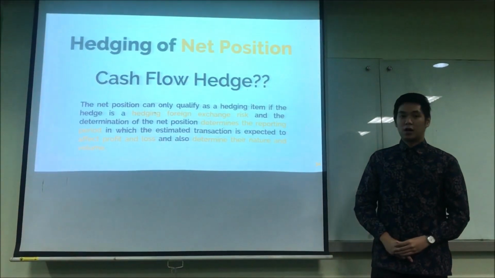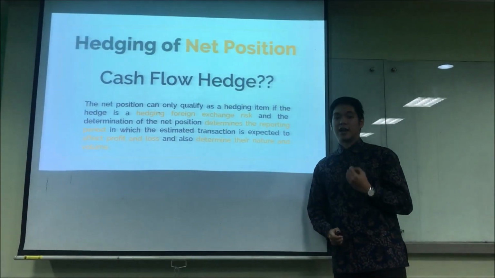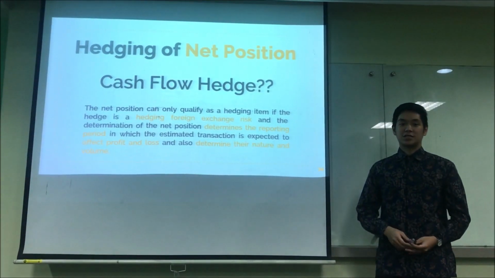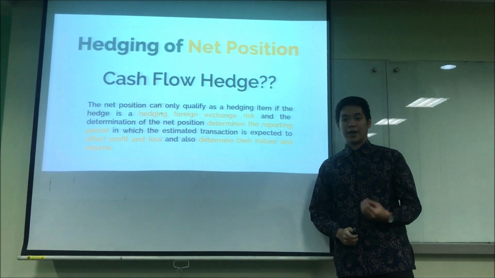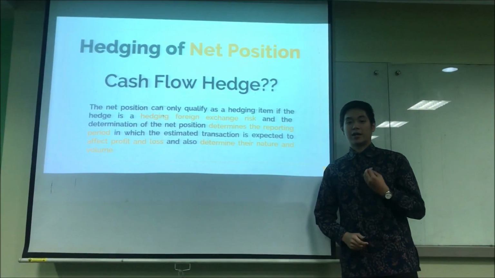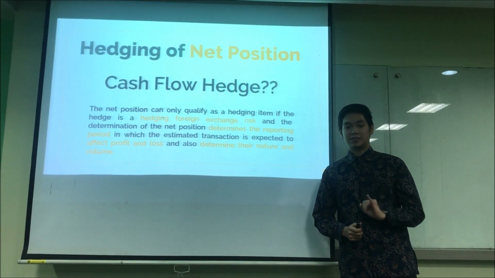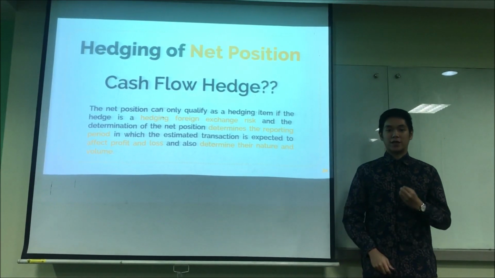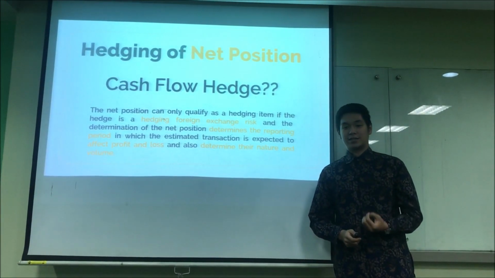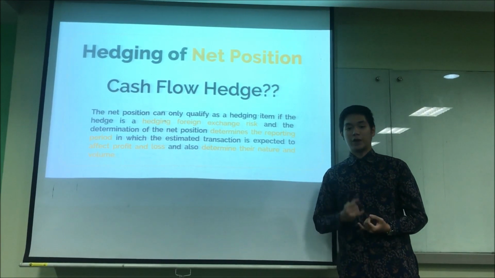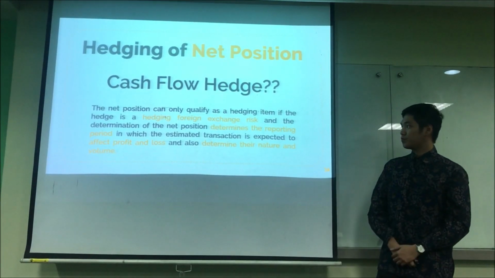Next, what about a cash flow hedge? If a hedge is a hedge of fair value, then the net positions may qualify as a hedged item. However, if a hedge is a cash flow hedge, then the net position can only qualify as a hedged item if the hedge is hedging foreign exchange risk, and the determination of the net positions determines the reporting period in which the estimated transaction is expected to affect profit and loss, and also determines their nature and volume.